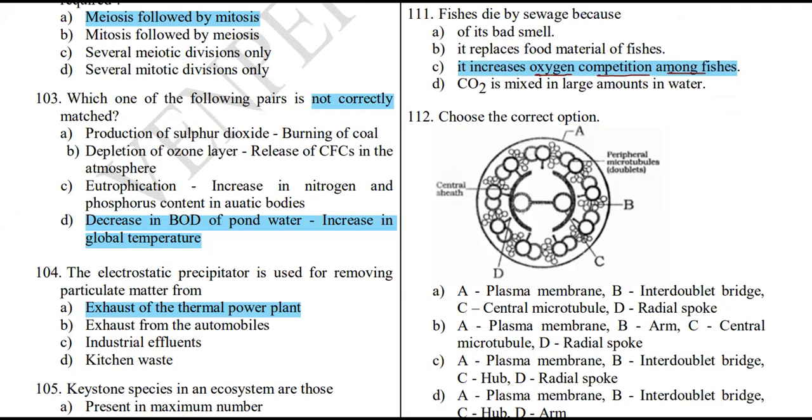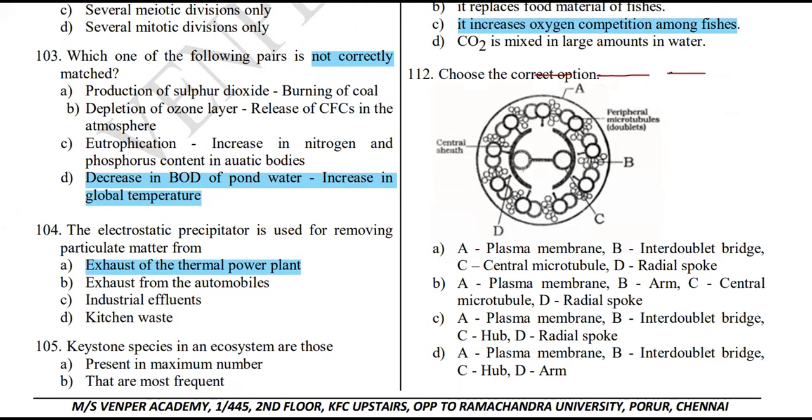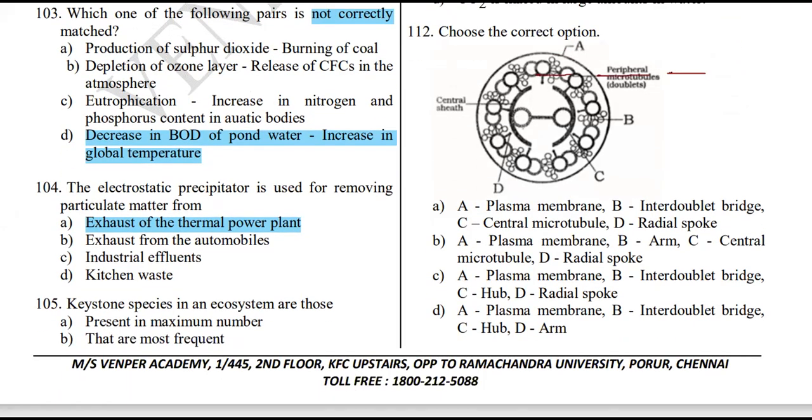Right? Yes. So the next is choose the correct option. They have given the structure of the flagella and the internal structure. So what is A, B, C and D? Okay. A is of course going to be the plasma membrane, right? Yes. And B is going to be the interdoublet ring. You can see over here. This is going to be the interdoublet rings.